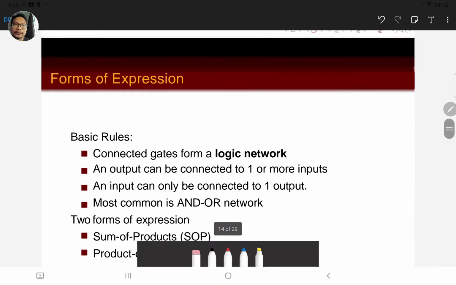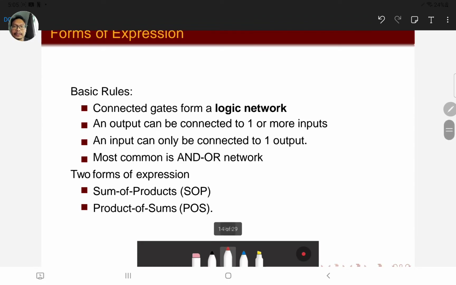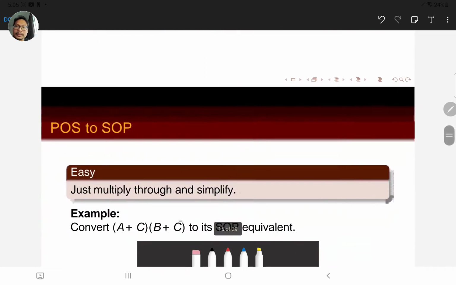So let's look at the forms of expression. In the basic rules, connected gates, I think we have seen this before in the previous topic. Connected gates form a logic network. Output is connected to one or more inputs, an input is connected to one output, and the most common is the AND-OR network. Two formal expressions: the SOP and the POS.